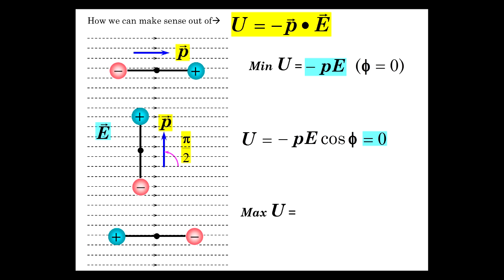Finally, then we have the maximum potential energy configuration, where the dipole moment is at angle pi, and so that's minus PE cosine of pi, which is positive PE. So we see the total amount of energy change from lowest to highest is just twice PE in this case.